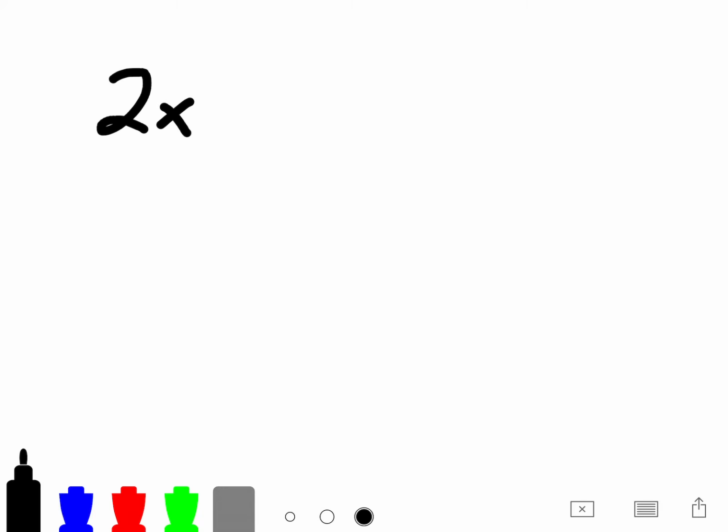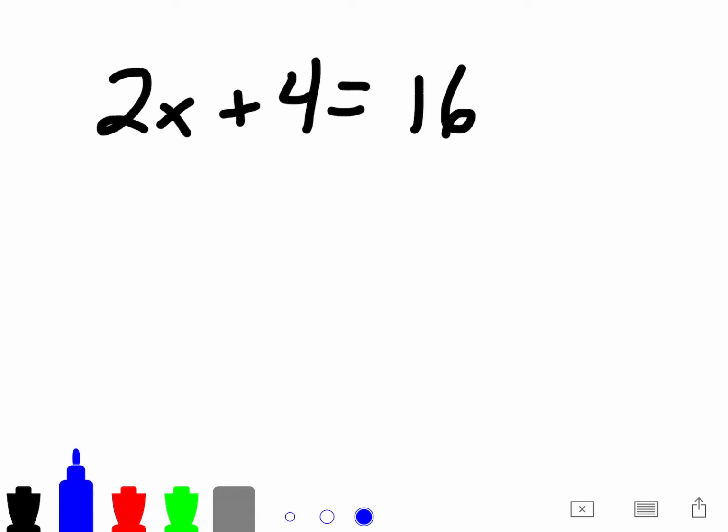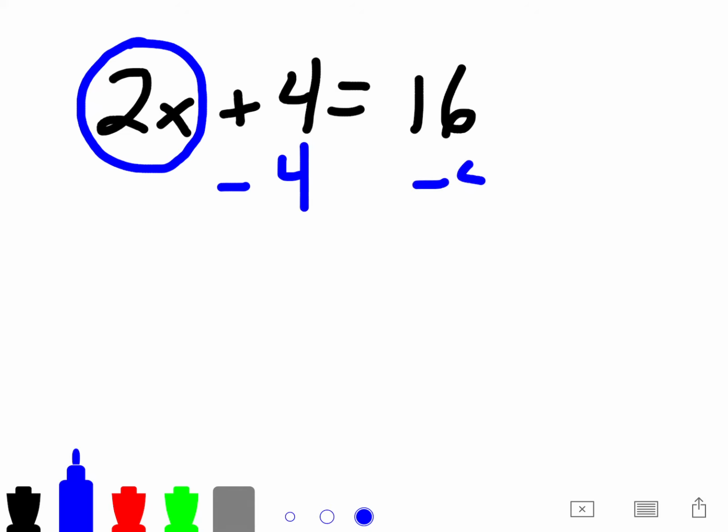Let's say I have 2x plus 4 equals 16. So, now, if I circle my variable, it's going to be confusing as to what I'm supposed to do first. So what I'm going to do instead is circle the whole term that has my variable. And now it's pretty easy to see what I need to get rid of. My 2x is safe in its bubble, but the plus 4 is still there. So I'm going to do my inverse operations to get rid of the plus 4. I'm going to do a minus 4 on both sides instead.